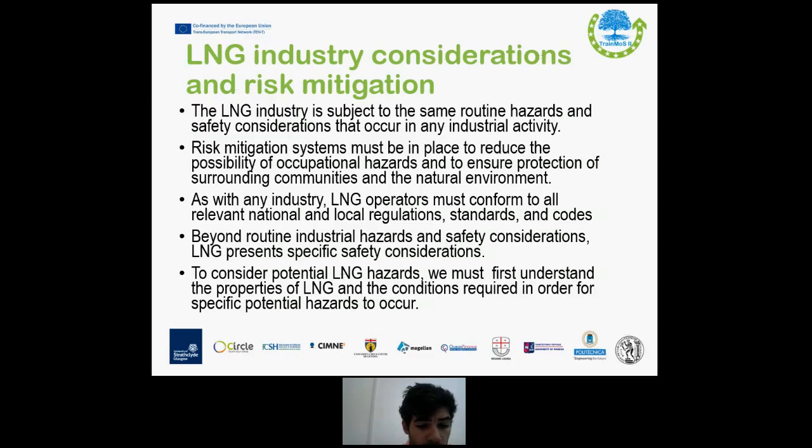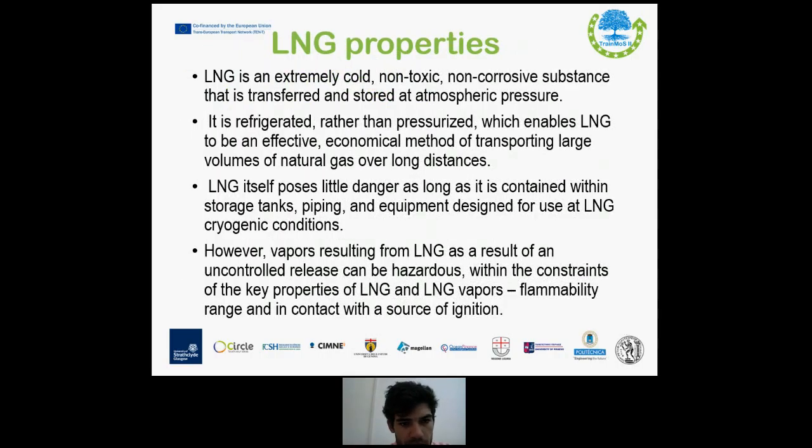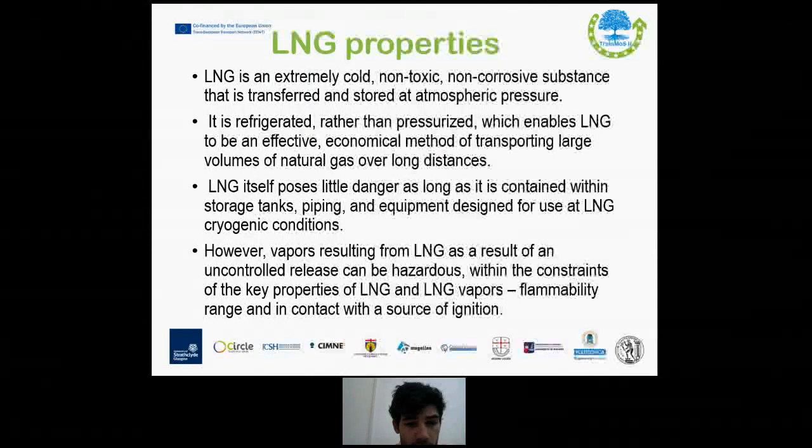To consider potential LNG hazards, we must first understand the properties of LNG and the conditions required in order for specific potential hazards to occur. So, with regard to the LNG properties, LNG is an extremely cold, non-toxic, non-corrosive substance that is transferred and stored at atmospheric pressure. It is refrigerated rather than pressurized, which enables LNG to be an effective, economical method of transporting large volumes of natural gas over long distances.